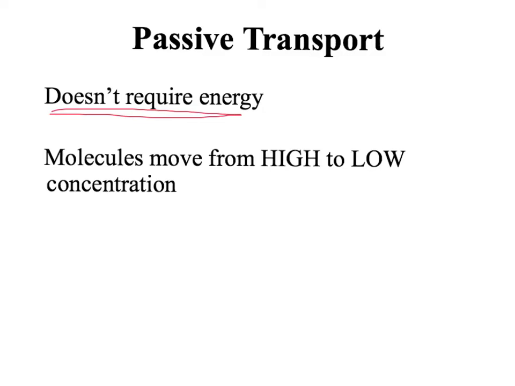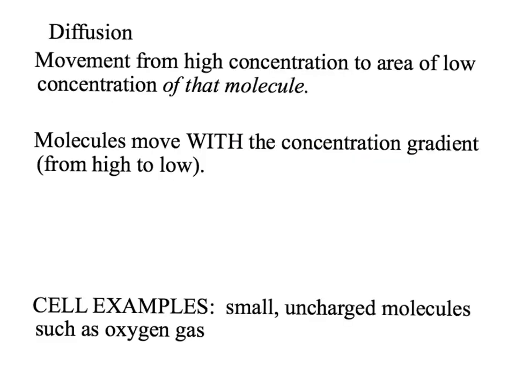A good example of this is whenever you're cooking something or baking something, let's say you're baking cookies in the oven. The smell is a molecule in the air. The odor molecules start at the kitchen and eventually spread out through the house. So they started at high concentration in the kitchen and they went to low concentration throughout the whole house. So they moved from an area of high concentration to an area of low concentration. Now let's talk a little bit about cells as examples.